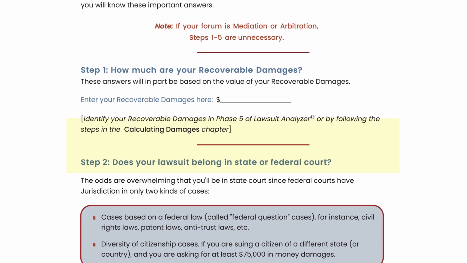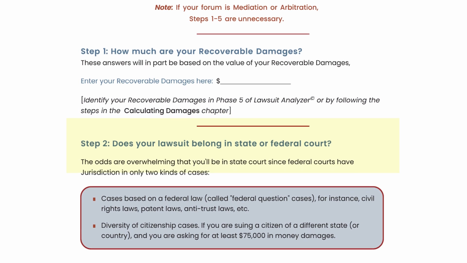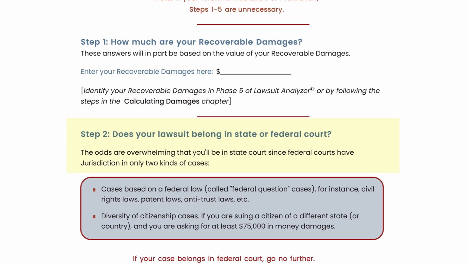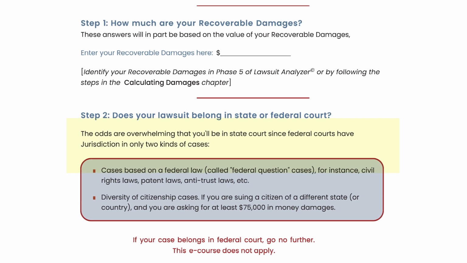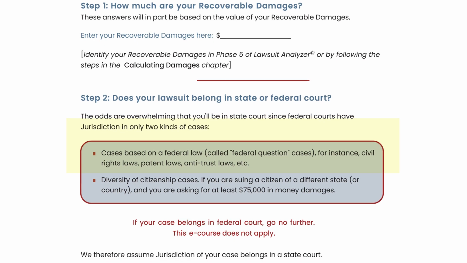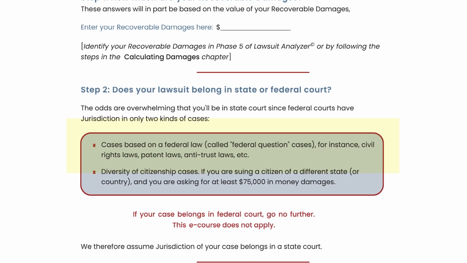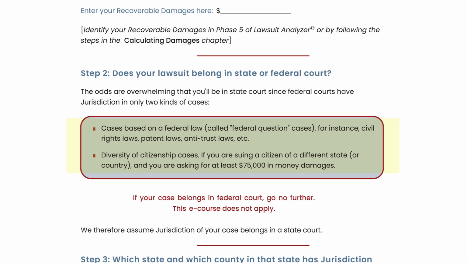Step 2. Does your lawsuit belong in state or federal court? The odds are overwhelming that you'll be in state court since federal courts have jurisdiction in only 2 kinds of cases. Cases based on a federal law, called federal question cases, for instance, civil rights laws, patent laws, antitrust laws, etc.